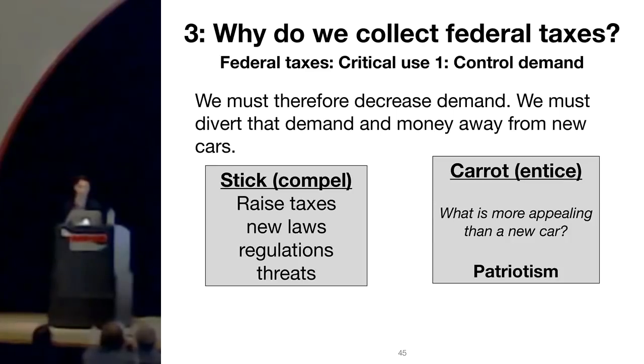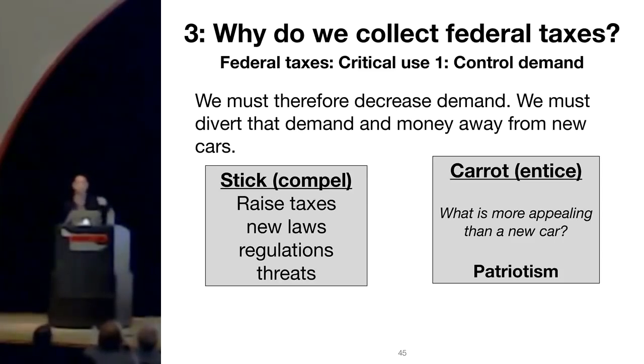So how do we do that? We can compel the people, we can force them, or we can entice them to stop buying new cars. What are some examples of compelling them using a stick instead of a carrot? We could raise taxes, we could make new laws or regulations, and we can threaten them. That's not what happened. We used a carrot. We tried to entice them to stop buying new cars.